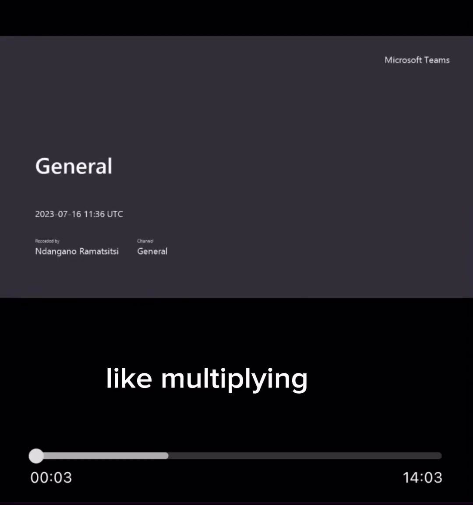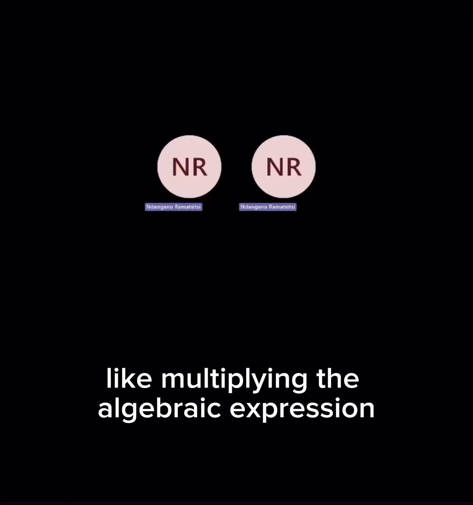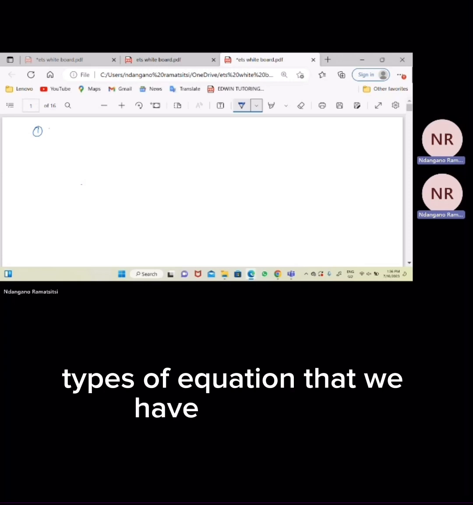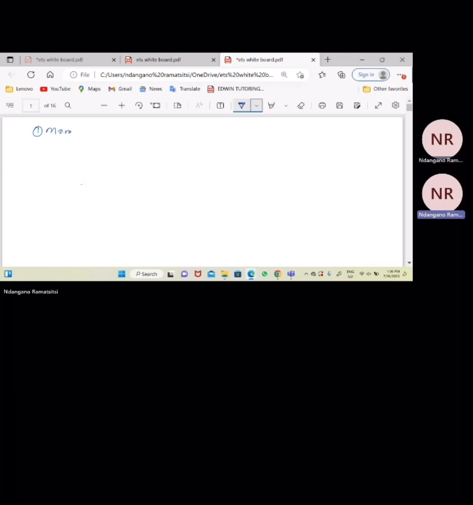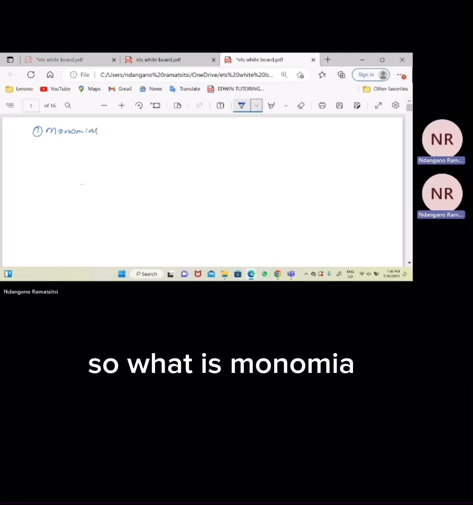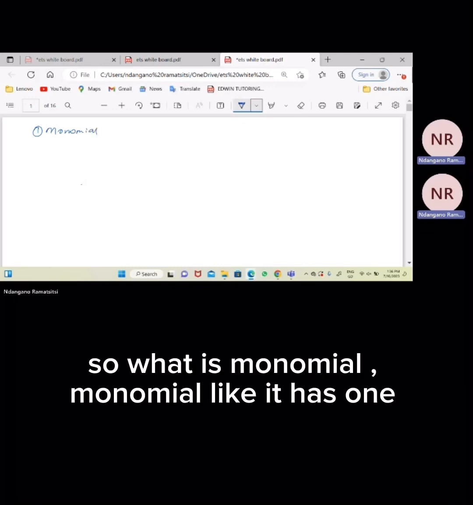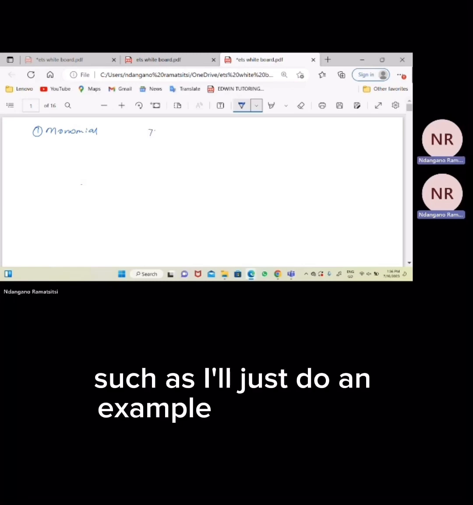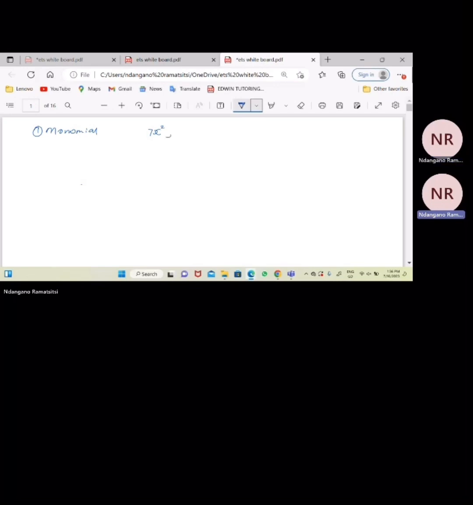We'll be learning about multiplying algebraic expressions. In algebra, we have types of expressions. That's the first one, monomial. So what is a monomial? A monomial has one term. For example, 7x squared, x squared, etc.